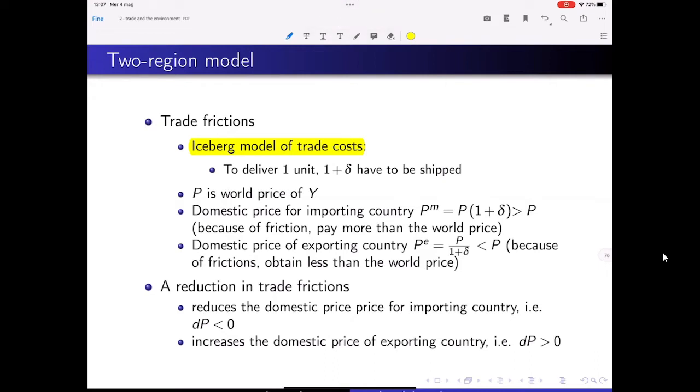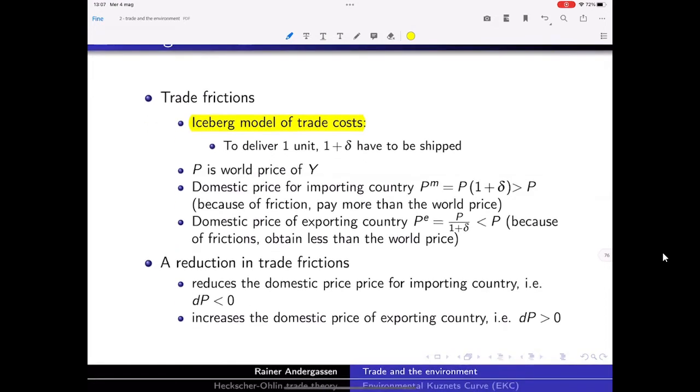Let me repeat this. In order to deliver one unit, you have to ship 1 plus delta, because delta is the size of the good that disappears during the shipment. So it's a way to model transportation costs, a reduced form.